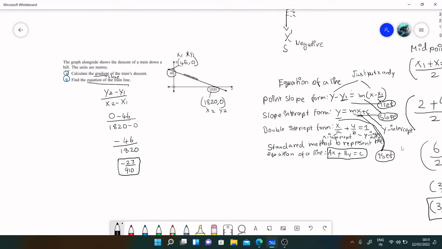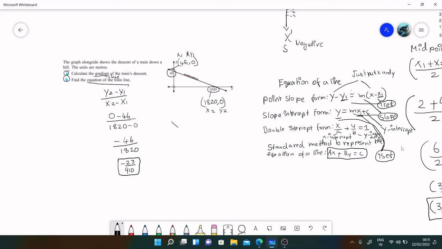Can we use a point slope form? One set of values and slope. Yes, we can. Can we use a slope intercept form here? Well, y equals mx plus c. Yes, we can use the slope intercept form. We also have the double intercept form where we need an x-intercept and a y-intercept. So let's start with the double intercept form.